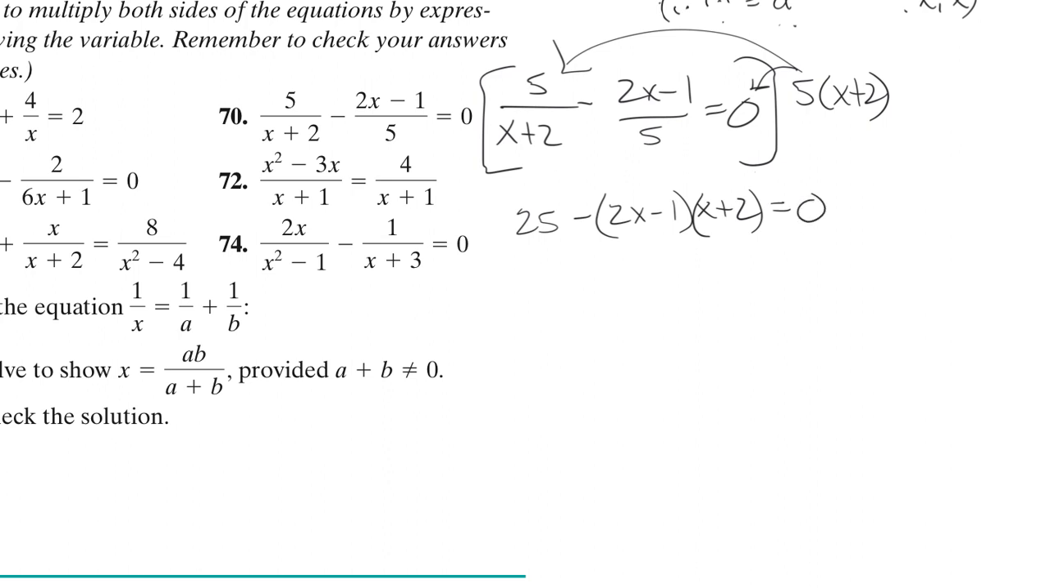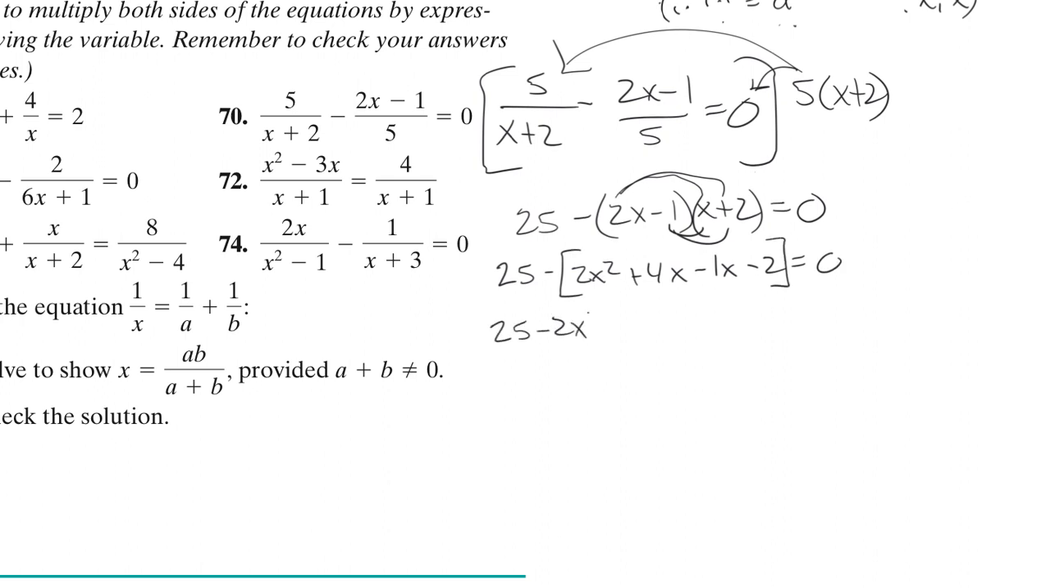I want to be safe with this. So 25 minus, I'll put this in brackets, and I'm going to distribute. That's 2x squared plus 4x minus 1x minus 2 equals 0. End of brackets. So that means it's 25 minus 2x squared minus 4x plus 1x plus 2 equals 0. Let's put the 25 all the way down there. So it's negative 2x squared minus 4x plus 1x. That's minus 3x, right?